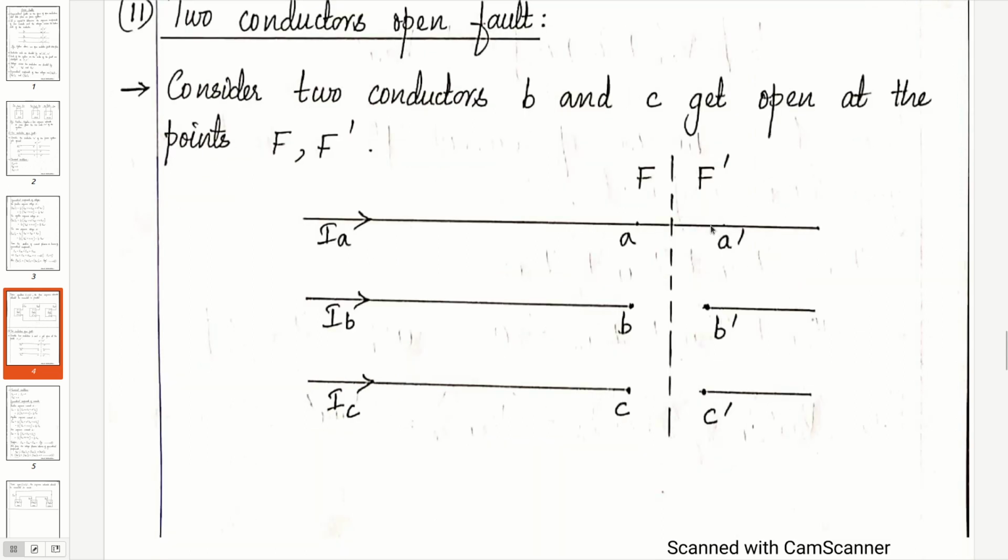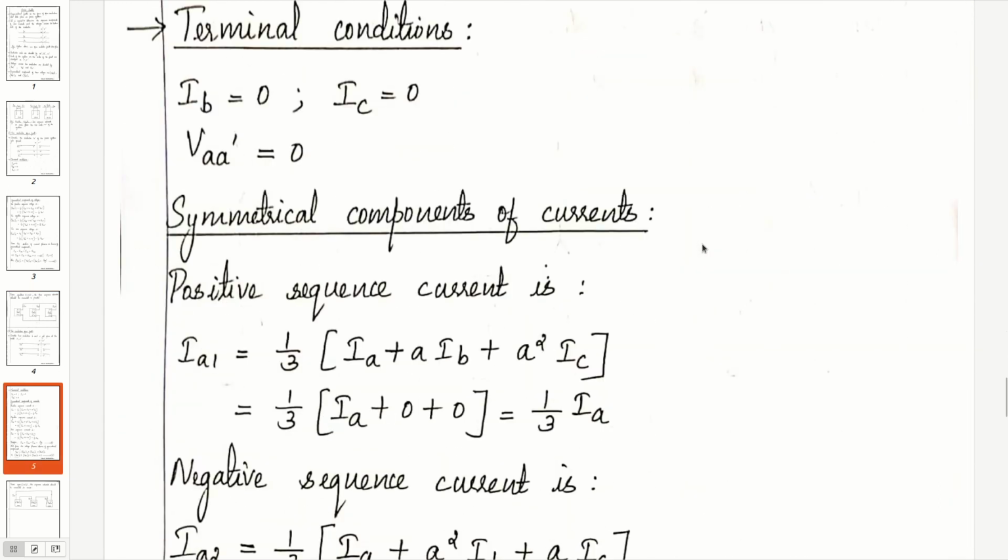So we represent the power system as three lines A, B, C. IA, IB, IC are the currents through the three lines, and we assume the two conductors in which open circuit has happened are B and C. Okay, B and C get open at the fault points F and F'. So now since B and C are open, IB will be 0, IC will be 0. A' is closed. So the voltage VAA' will be equal to 0. So we define these three terminal conditions. IB is equal to 0, IC equal to 0, VAA' is equal to 0.